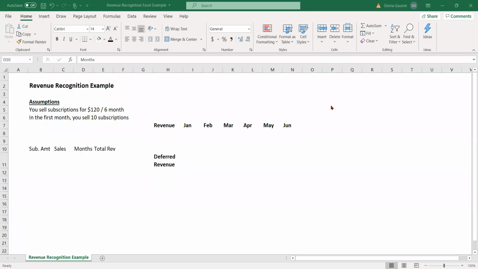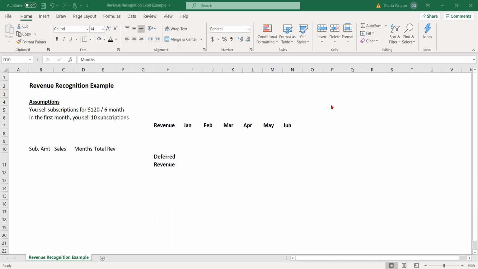Hi everyone, this is a quick example of how you can calculate a very simple example of revenue recognition. So again, revenue recognition occurs when a product or service is delivered. For this example, we're dealing with a company that provides a subscription. When you sell a subscription, you can only recognize a percentage of the total amount of the subscription over the course of the months that the subscription is good for.